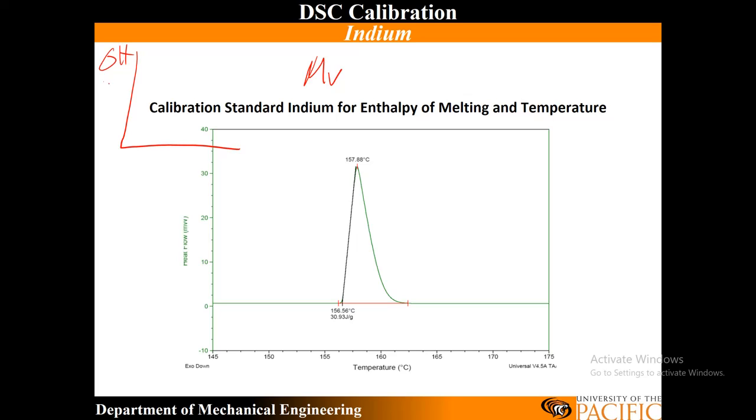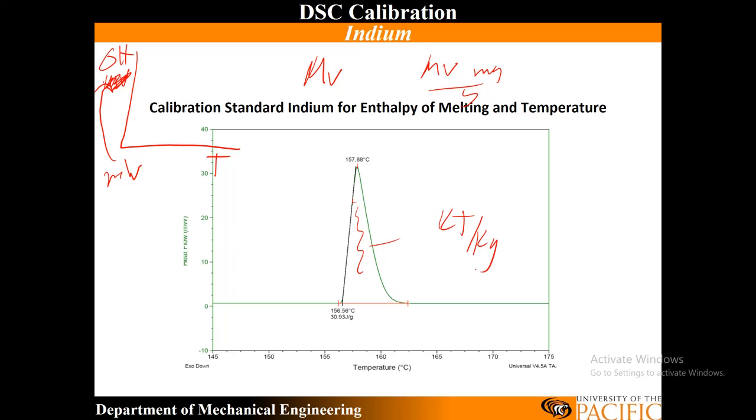Now, you're going to see some strange units, microvolts, for example, in our raw data plots. Our heat flow is going to be in microvolts. When we integrate our peak, you're going to see this weird microvolt, milligram, second thing. These are not the units that we want. We want milliwatts for our heat flow. When I integrate my peak, I want to get kilojoules per kilogram.